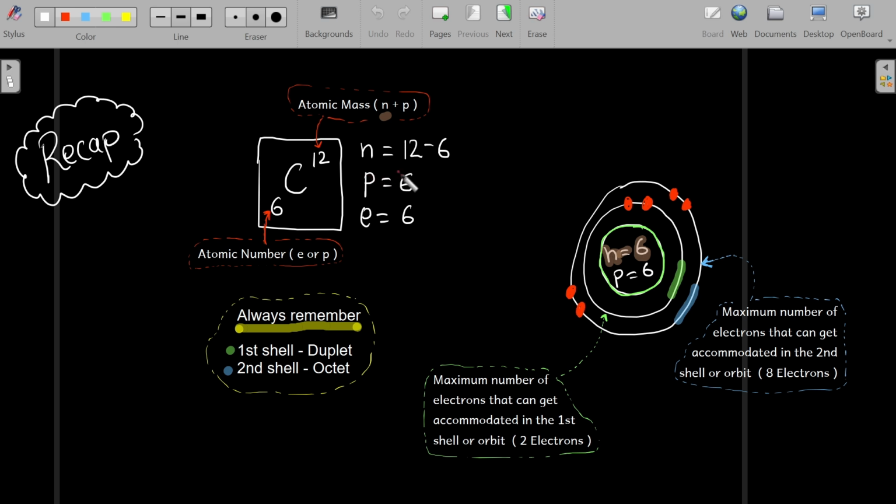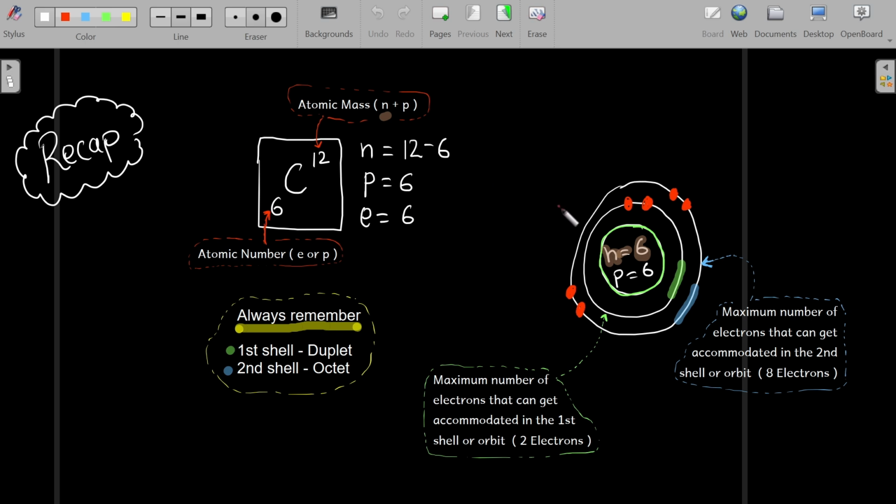So eventually, I've got all the three values now. Always remember, when you are solving for this elemental notation, these are the only basic steps that you need to keep inside your mind, right? Now, moving forward with the electronic configuration.